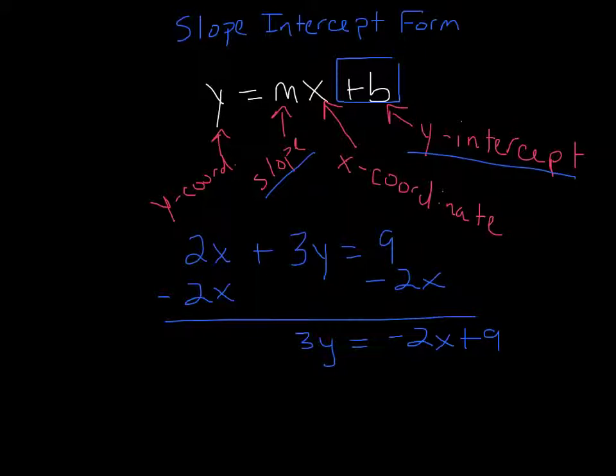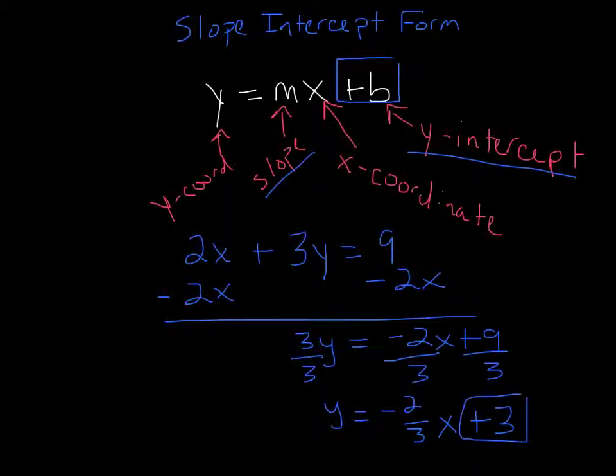Now my y is not all by itself, so I have to divide by 3, and I divide everything by 3. I like to show it all the time. And you end up with y equals negative 2 over 3x plus 3. If I was to graph that, I have my plus 3, so I'm going to go up to 3 on my y-axis and put a point there. Then for my slope, I have negative 2 over 3. So from my plus 3, I'm going to go down 2, because the top is my rise, and then the bottom is my run, so I go to the right 3. Remember, you can also put the negative on the bottom if you'd like.